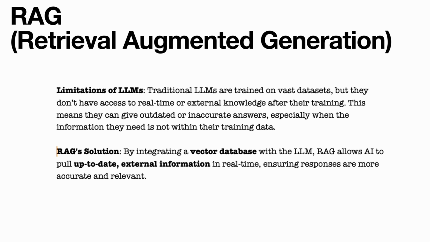So here comes RAG. What RAG does is integrate a vector database with the LLM. It allows AI to pull up-to-date external information in real time, ensuring responses are more accurate and relevant. That's because we are using an external vector database where we can store our own data, and with the help of the LLM, we'll be generating the response. In this way, we'll be able to get the up-to-date, external information that we want to work on.